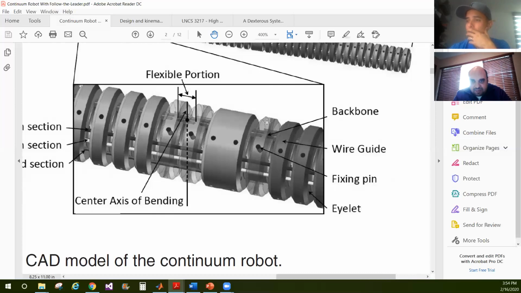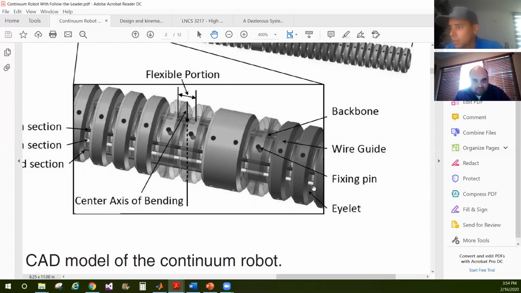So the backbone is just, it doesn't move. It's just a flexible cable that holds all together. Yep. Okay. The wire guide. So that's the path of the wire. Mm-hmm. Eyelet, which is where the wire goes through.